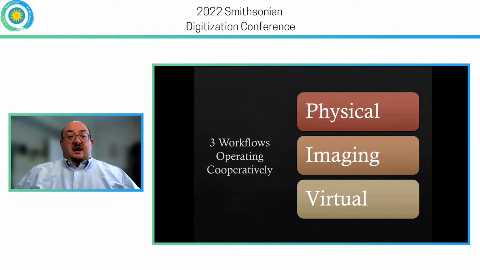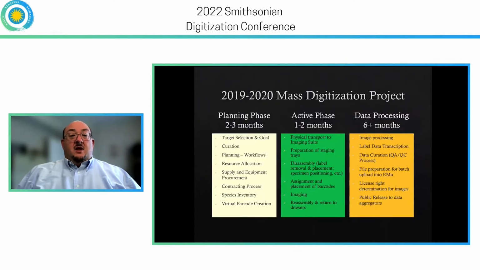So today, Jessica and I are going to be talking about our bee digitization project. I'm going to mainly focus on the physical aspects of the workflow, and then Jessica's going to take over and talk about the imaging and the virtual and data workflows that happened afterwards. So with the physical, it takes a lot of planning, 2 to 3 months in advance, just to figure out how you're going to move the specimens, how you're going to stage the specimens, then 1 to 2 months to actually do the imaging itself. And then the actual longest part is afterwards, and you'll hear more about that later in the presentation.